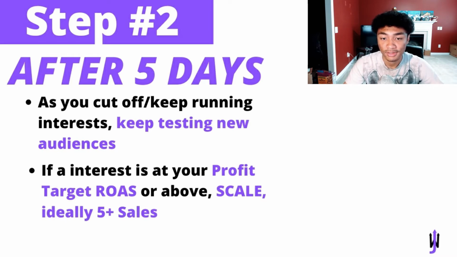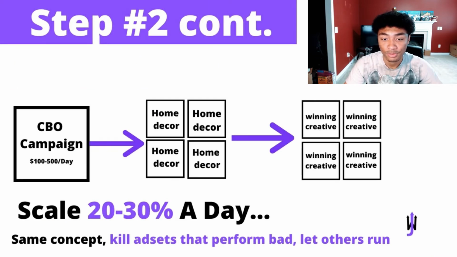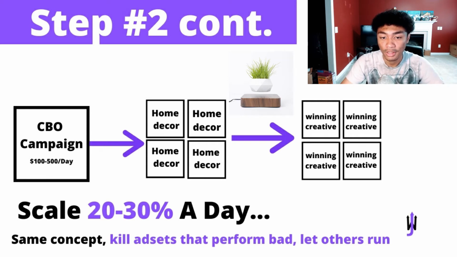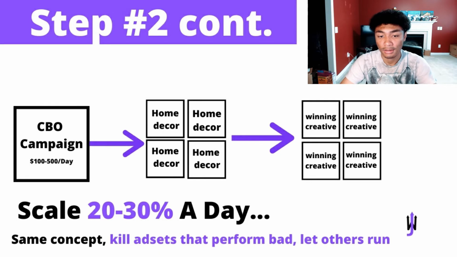So for the second step, this is when you're in that scaling phase. Let's say you find a very profitable ad set. And you can see here I have home decor, and that's mainly because the product that we used in the example was a levitating plant. So let's say this interest did exceptionally well. All you guys got to do is take that interest in the testing campaign and duplicate it 4 times into a completely new campaign with a budget anywhere from $100 to $500 a day.